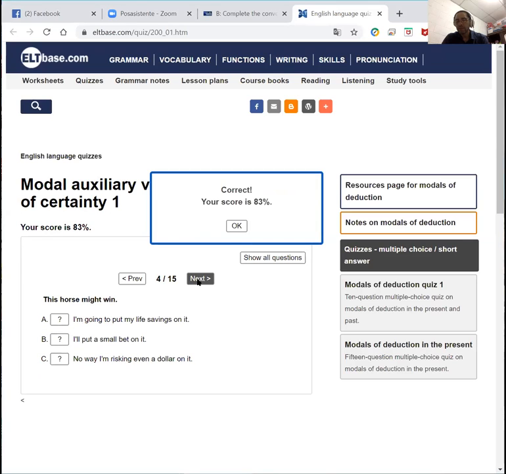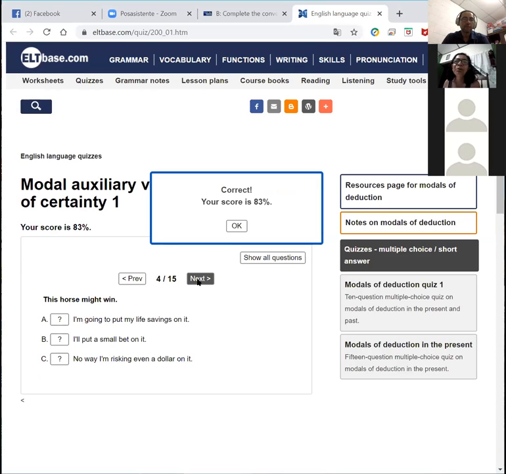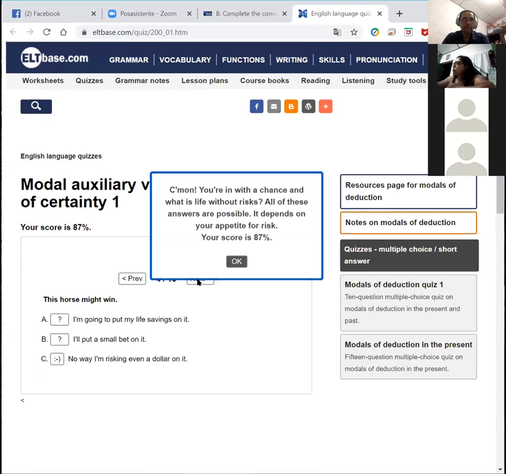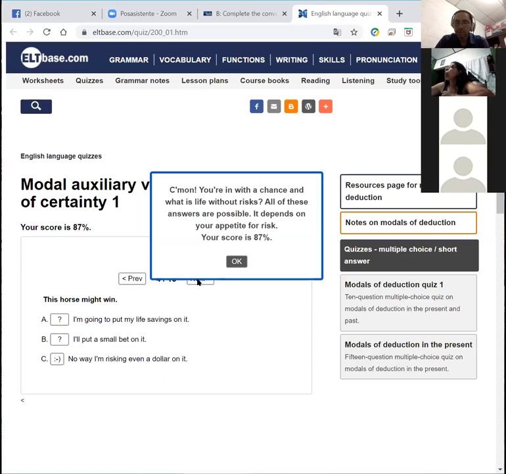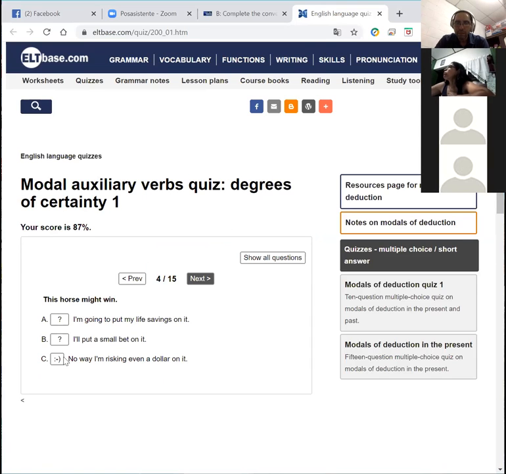Could be near C. Yes, I think letter C too. What about Anna? Letter C too. Okay. He could be in the library.